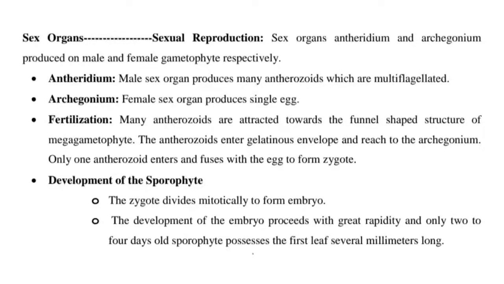Development of the sporophyte. The zygote divides mitotically to form the embryo. The development of the embryo proceeds with great rapidity, and a sporophyte only 2 to 4 days old possesses the first leaf several millimeters long.